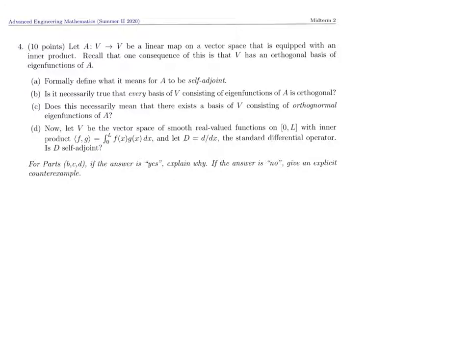Okay, problem 4. Let A be a linear map on a vector space equipped with an inner product. Recall that one consequence of this is that V has an orthogonal basis of eigenfunctions. For that to be true, we need A to be self-adjoint. So I should have said explicitly that A is self-adjoint up here. I do say it here in part A.